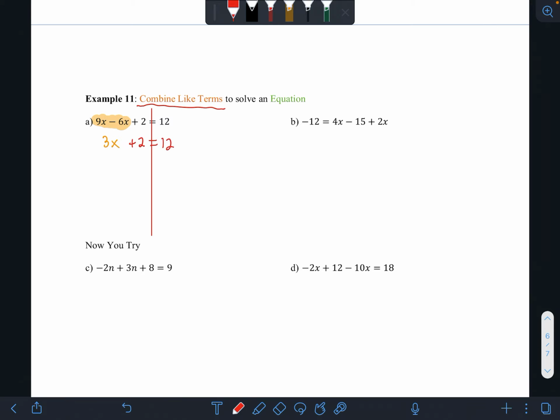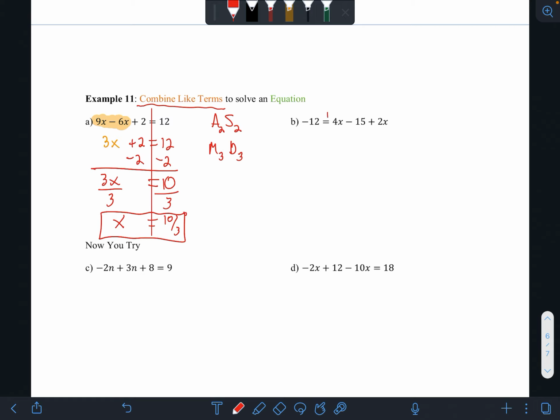Now we're back to a 2-step equation, which we just practiced. Think about what happened here. I added 2, so let's subtract 2. I multiplied by 3, so let's divide by 3. And let's do those steps. Subtract 2, we get 3x is equal to 10. Divide by 3, and we get that x is equal to 10 divided by 3. Sometimes fractions happen. They're okay. They're still numbers, you guys.